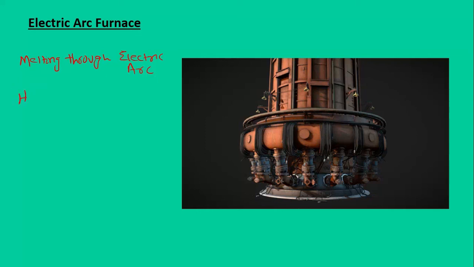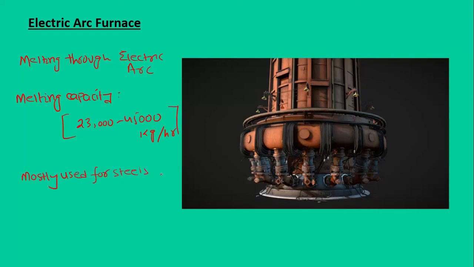So the melting capacity ranges from 23,000 to 45,000 kilograms per hour. It can melt this amount of metal in an hour, or you can say 25 to 50 tons per hour, and they are mostly used for casting steels. Right.